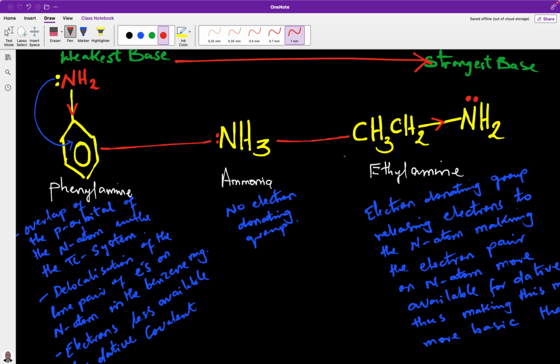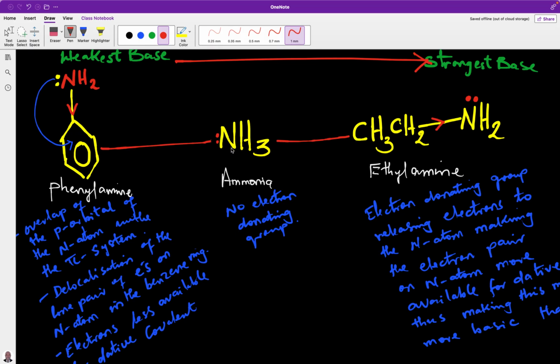So you will see here that ethylamine is more basic because there are more electrons on the nitrogen which are available for dative covalent bond than in the case of ammonia. And on ammonia, there's a lone pair of electrons on the nitrogen, still making it basic.